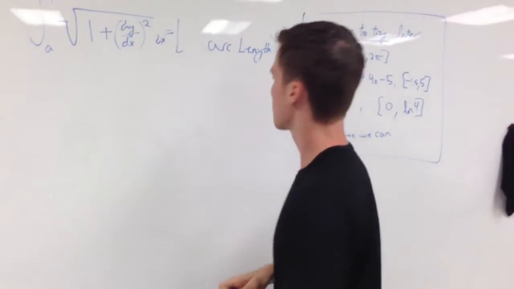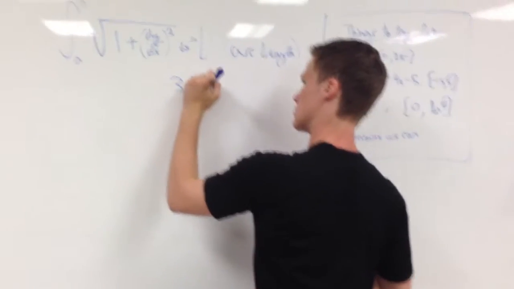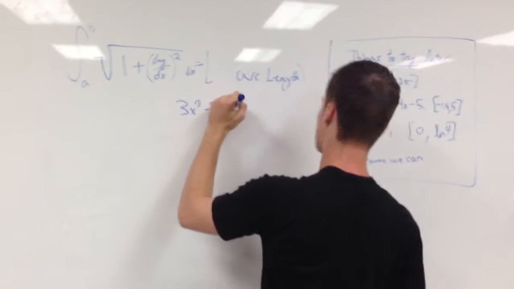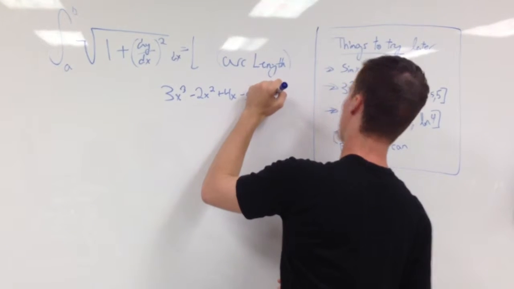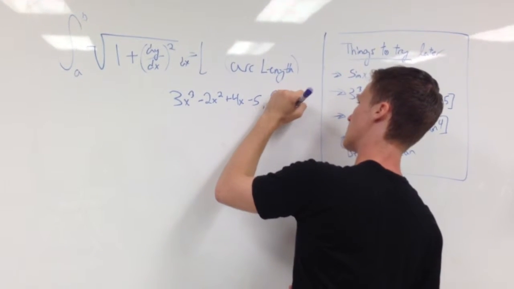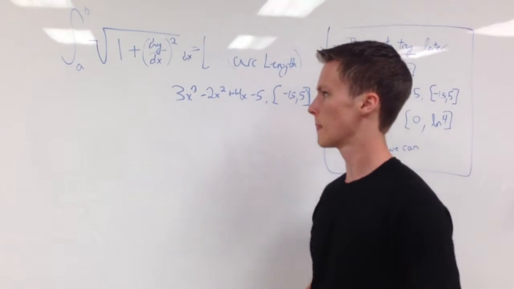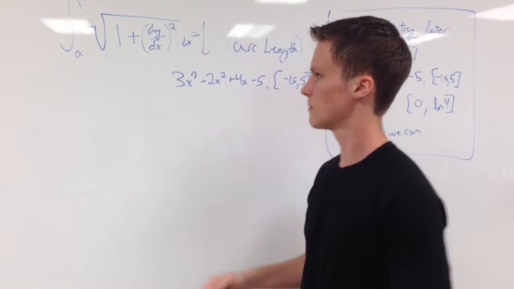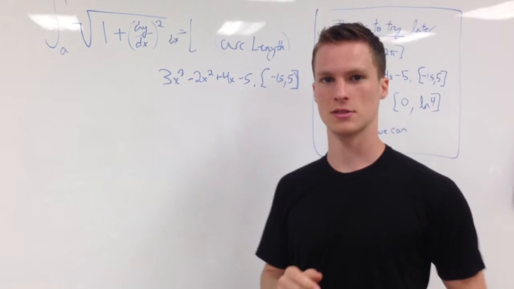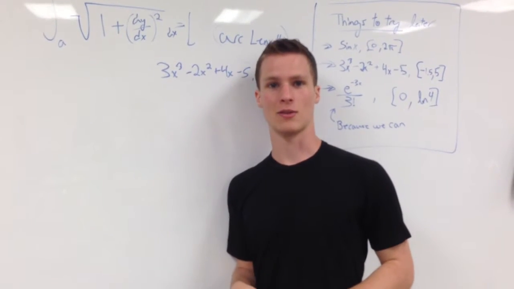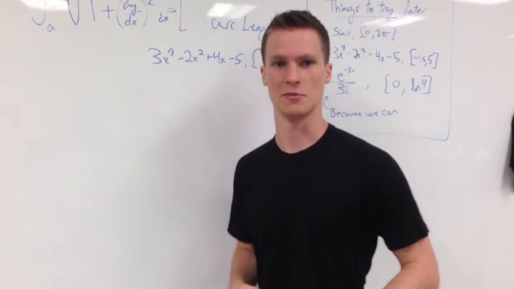We're going to do 3x cubed minus 2x squared plus 4x minus 5 evaluated from negative 1.5 to 5. All right. So first, you need to find the derivative. But I'm going to let you guys do that. All right, so Ms. Sanders, just pause the video here and come back when you think everyone has it. All right, let's just assume you're all done.